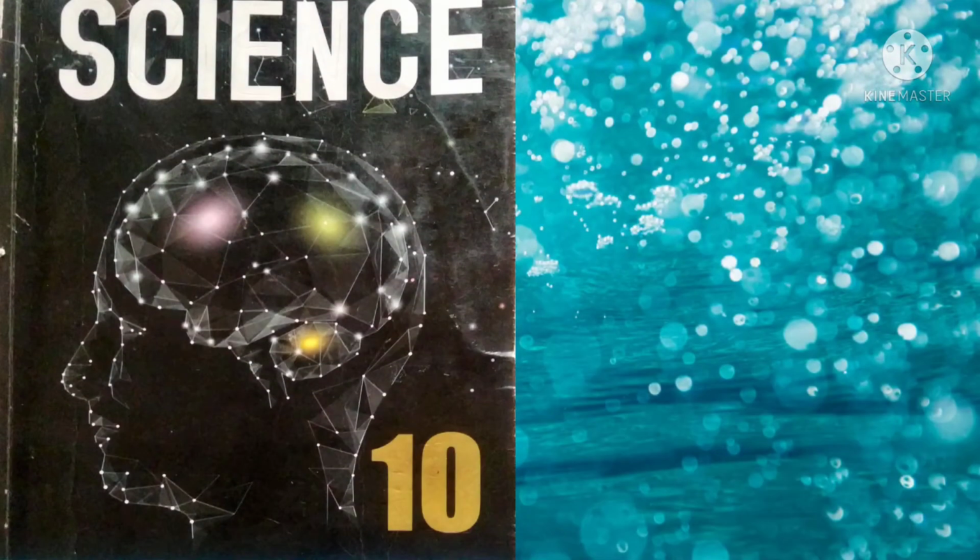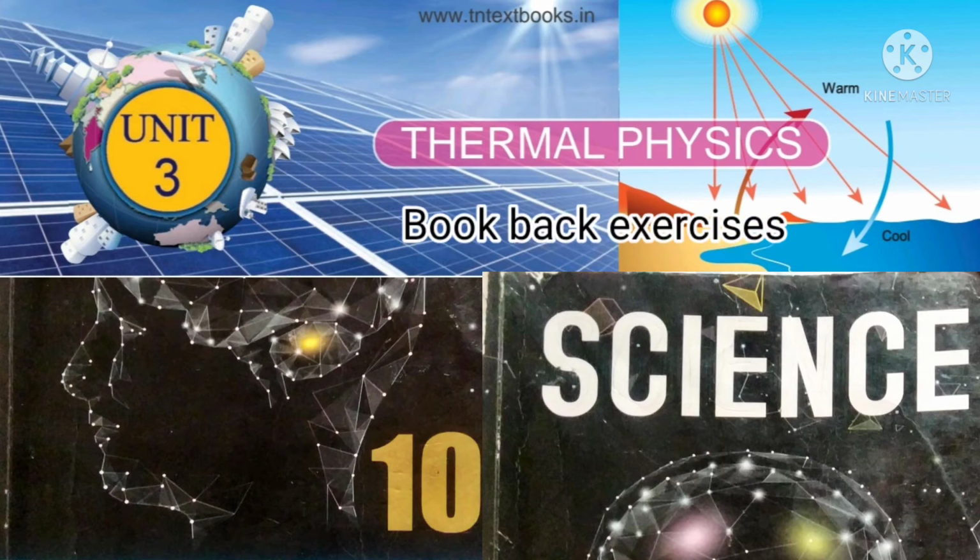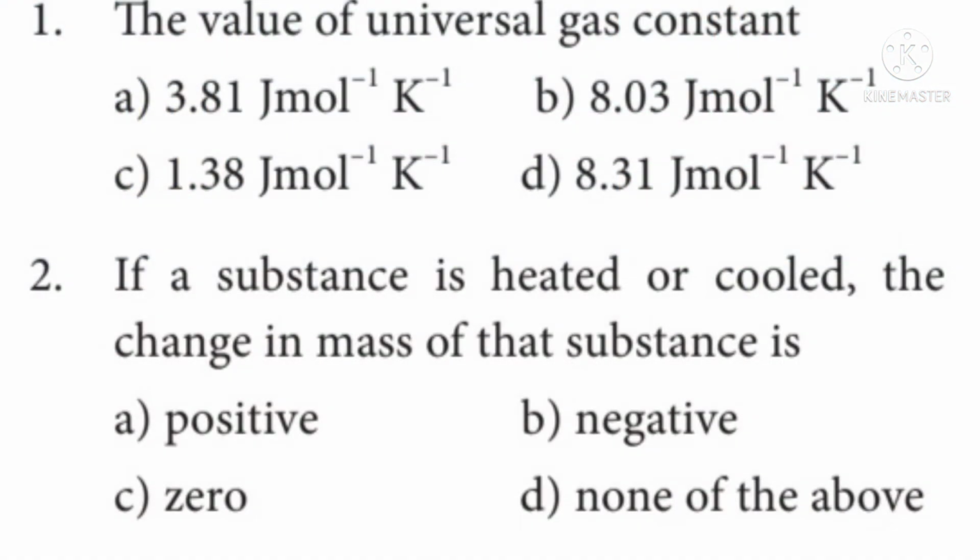Let us see 10th Science Unit 3 Thermal Physics Book Back Exercises. Roman letter 1. Choose the correct answer. Question number 1. The value of universal gas constant.